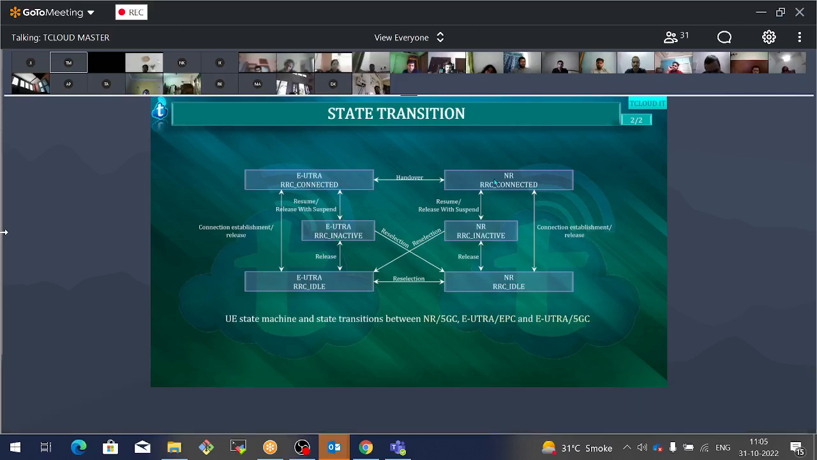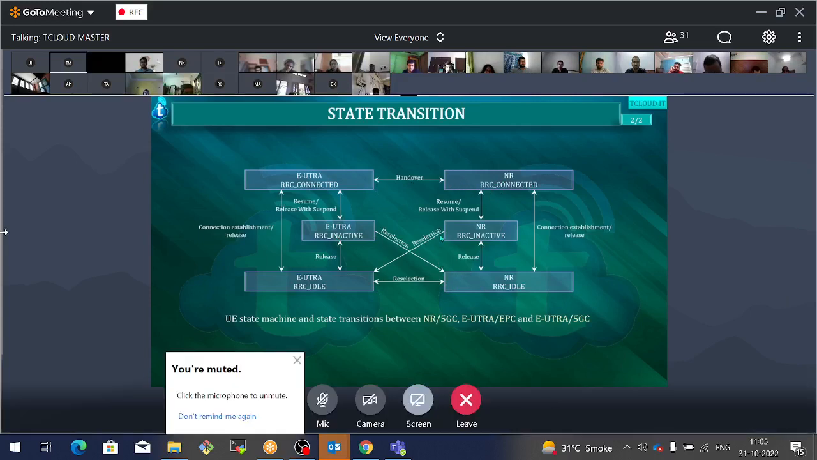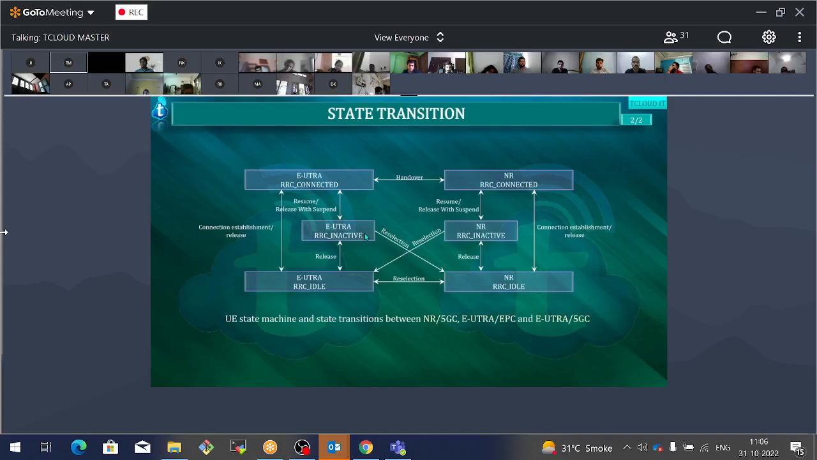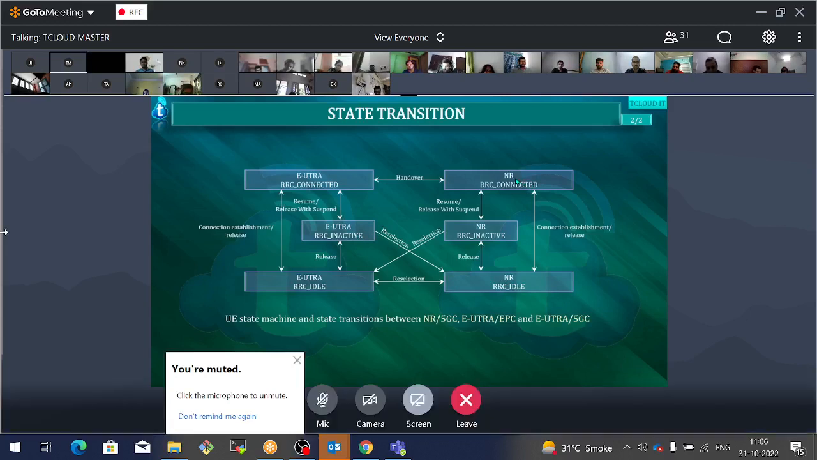UTRA. So this transition from RRC inactive to UTRA RRC inactive is not allowed. Idle to idle is allowed. Connected to connected is allowed, handover. But inactive to inactive is not allowed. So even during inactive, if you move into another cell, you will be moving into idle state. Whatever stored context you have is useless in the new cell. You have to ask for a fresh connection to move into connected, and then again if you become inactive, you will go into inactive state there.